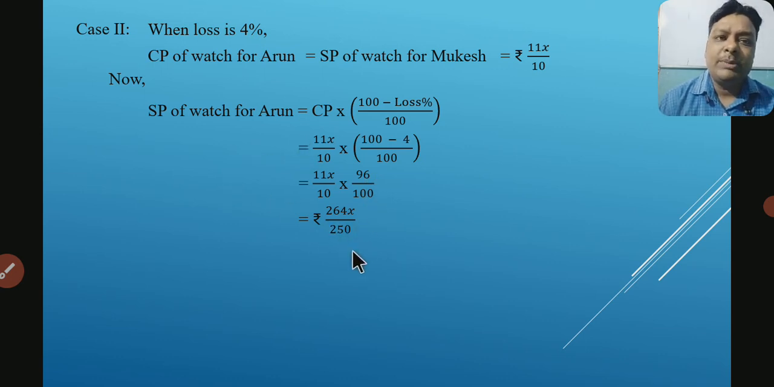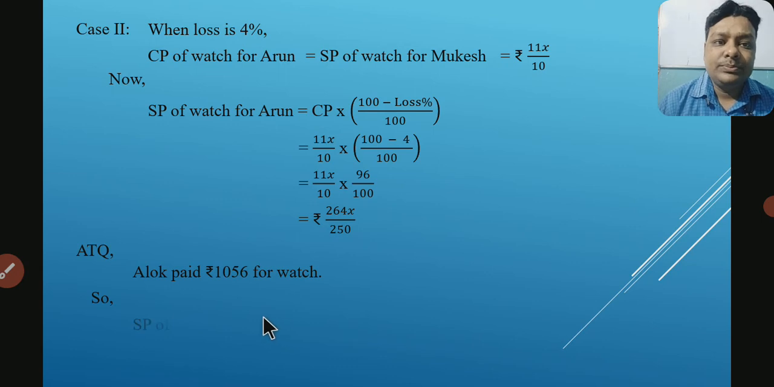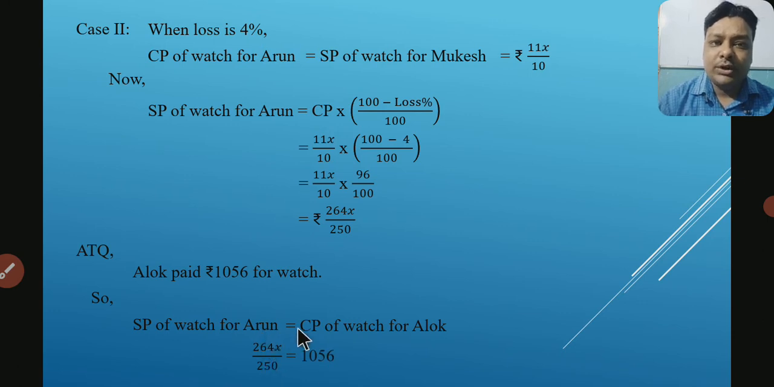If Arun has sold this watch, Alok has purchased it, and the exact amount is given for the CP of Alok: Alok paid rupees 1056. So we can say that SP of watch for Arun is equal to CP of watch for Alok, that is, 264x by 250 equals 1056. Now we will solve it in the next slide.